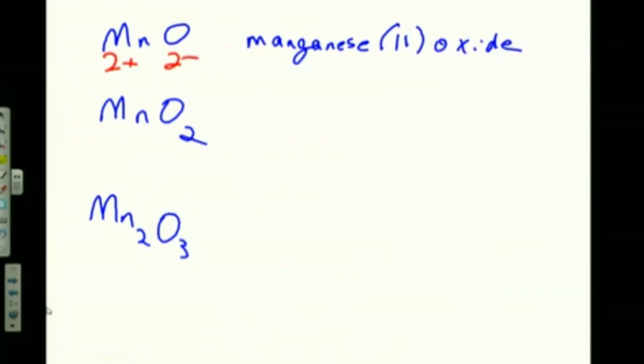What about this one? What's the charge on oxygen here? Still 2 minus, right? So that means I have a total of 4 negative charges. Because I have 2 oxygens, don't I? Do what? I just lost you?